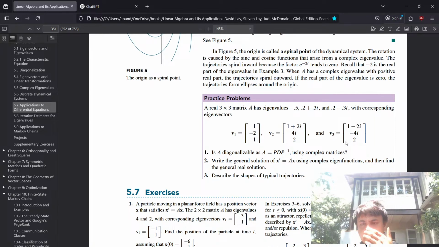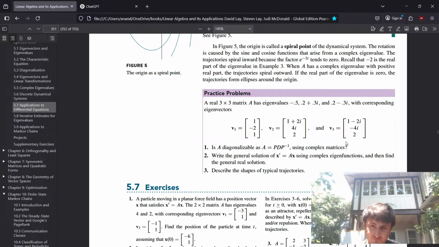Because it has 3 distinct eigenvalues. Write the general solution using complex eigenfunctions. Then find the general real solution. Okay, so this is going to take a bit. So let's just say A has lambda 1 equal to minus 0.5, lambda 2 is equal to 0.2 plus 0.3i, lambda 3 is equal to 0.2 minus 0.3i.